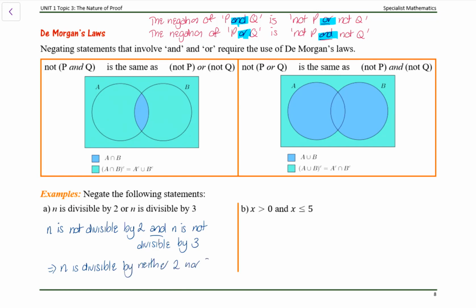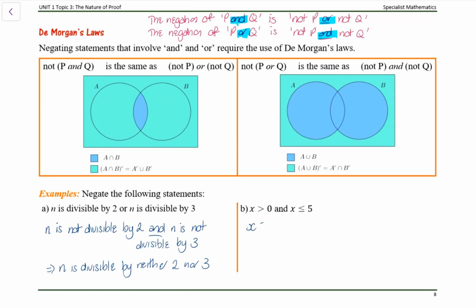2 nor 3. Next, x is greater than 0 and x is less than or equal to 5. The negation would be x is less than or equal to 0 or x is greater than 5. So you do the opposite of the statement and change the and to or, the or to and.